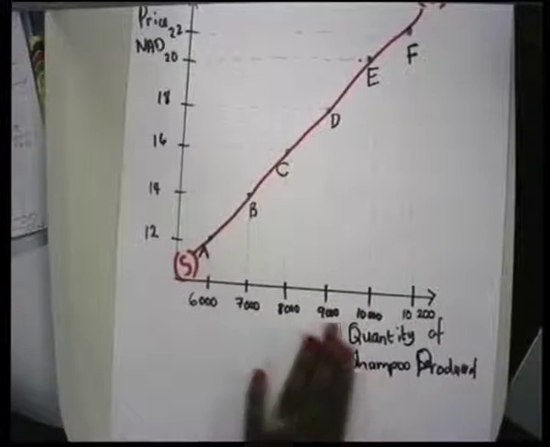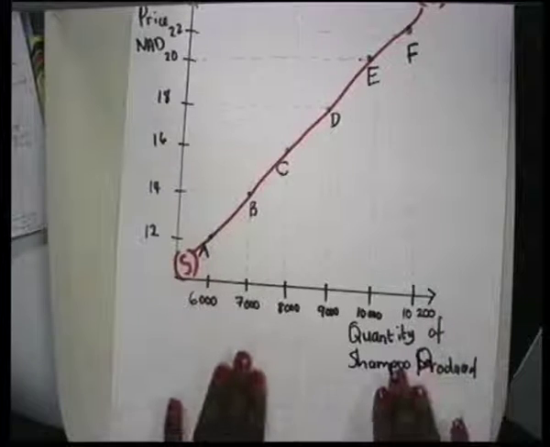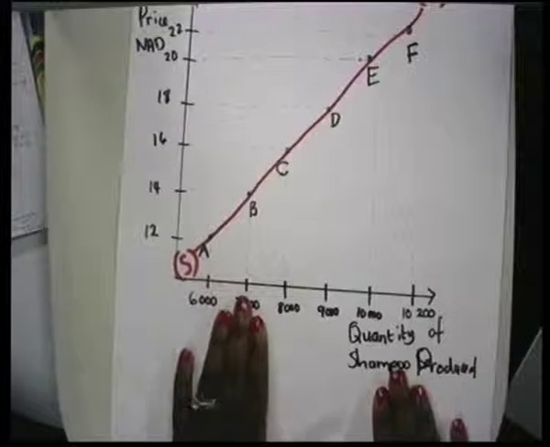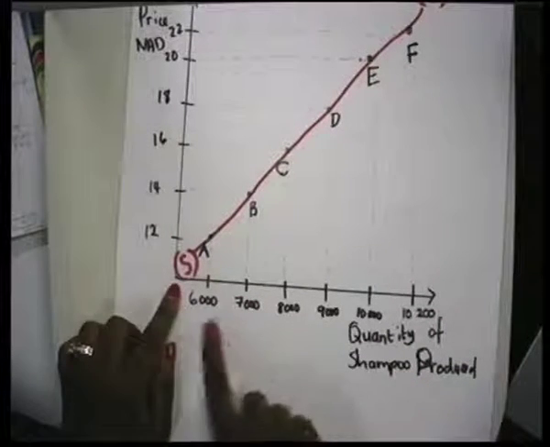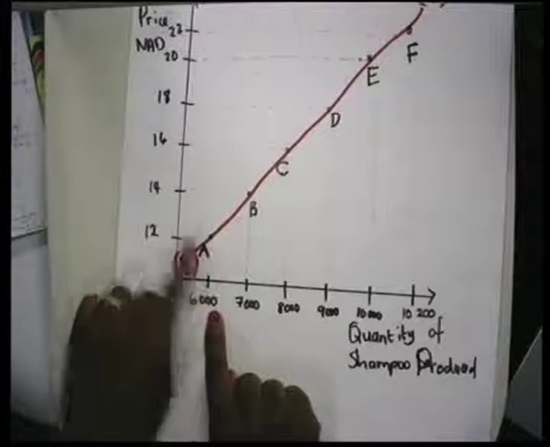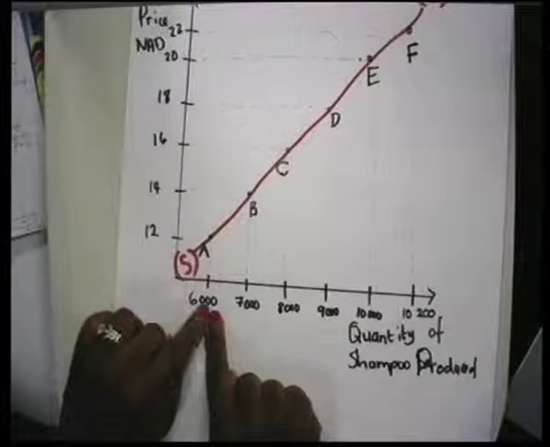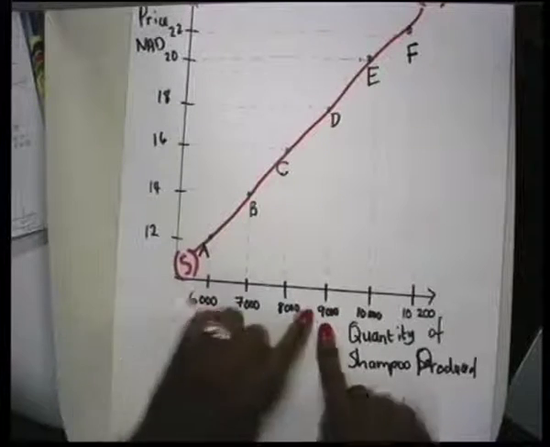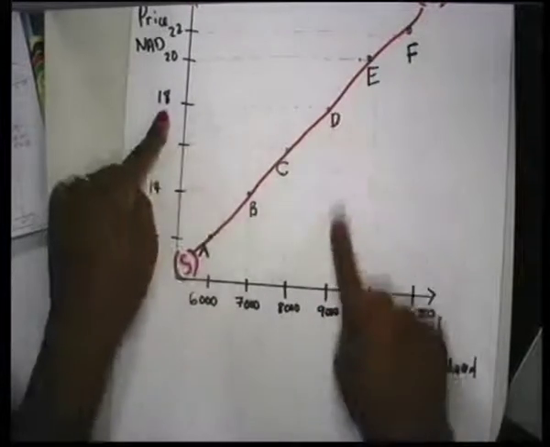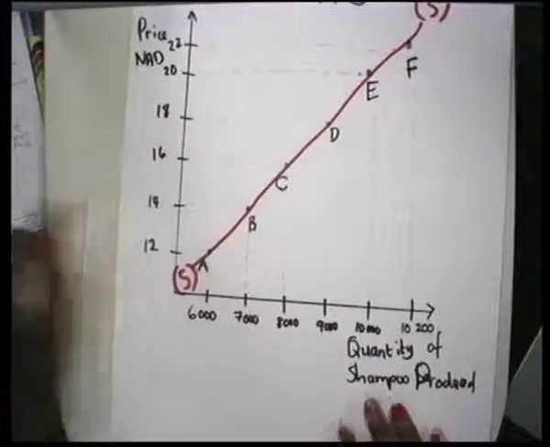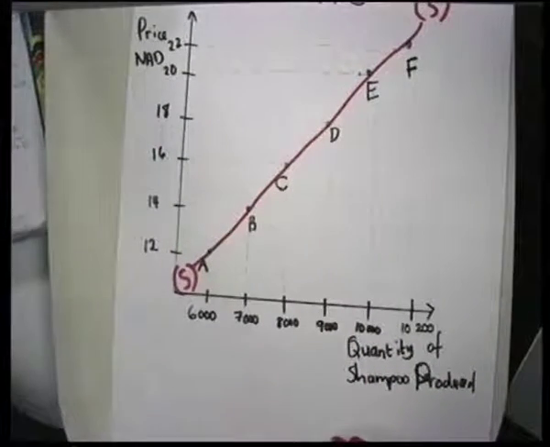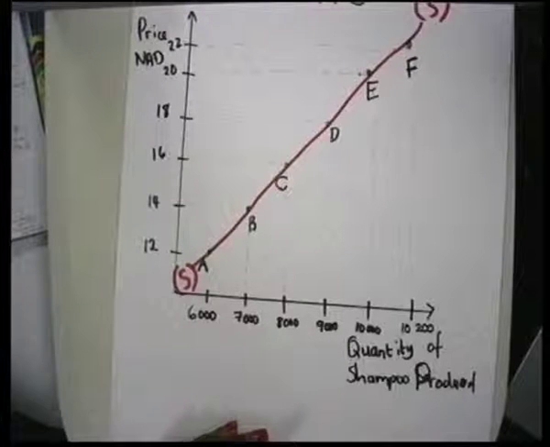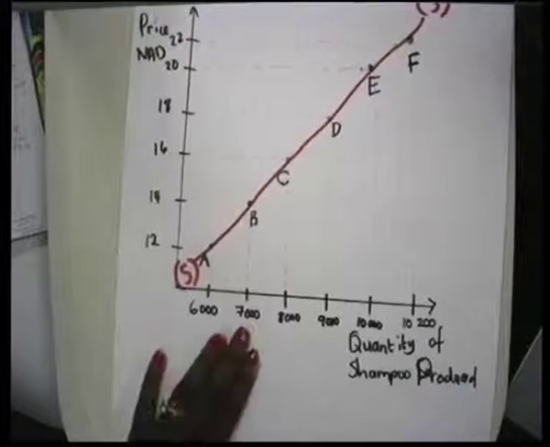Now the law of supply, what this supply curve is telling us is that the greater the quantity, the greater the price. So when my quantity is 6,000, the price is 12 Namibian dollars. When the quantity increases to 9,000, then the price also increases. So then what we're going to say here is that there is a positive relationship between price and quantity.